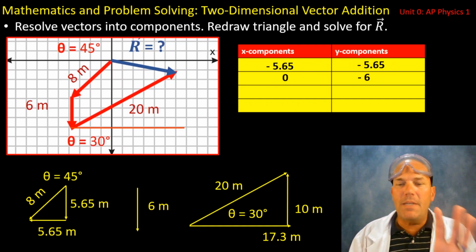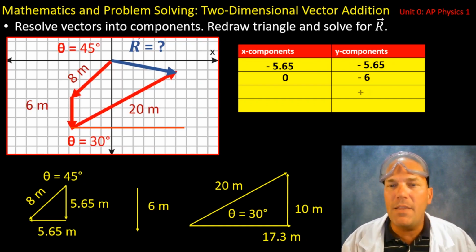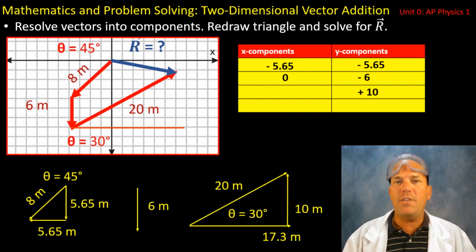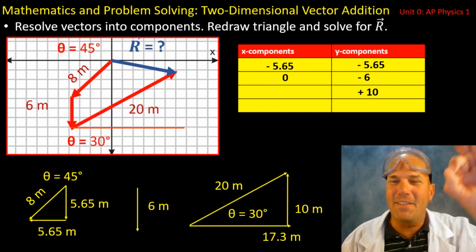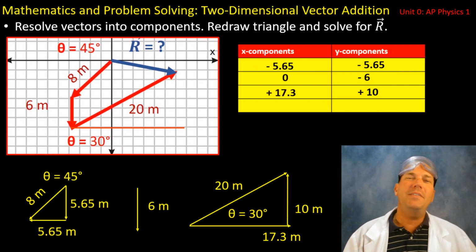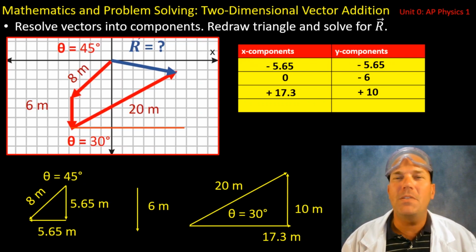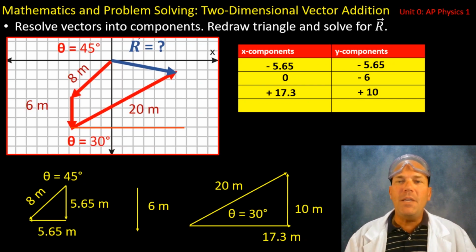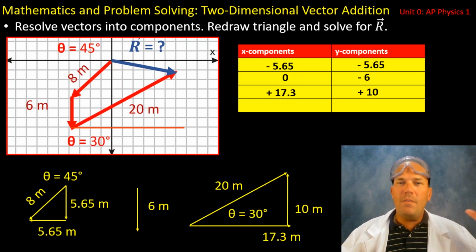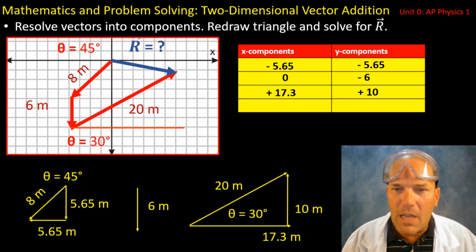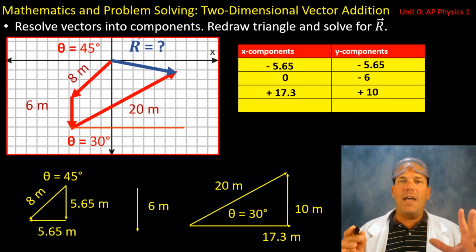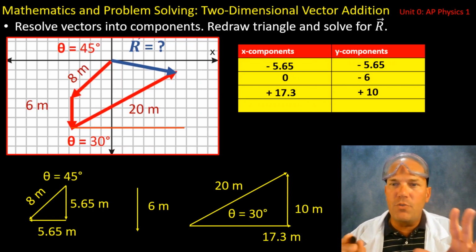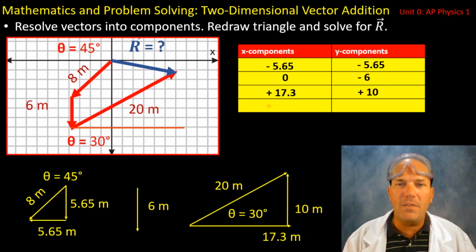It really doesn't matter. But now we have our components. Let's add them to the table here. Positive 10 in the y direction. Let's call north positive. And then we have positive 17.3 meters in the x direction, calling east positive, which means we've resolved all of the vectors that needed to be resolved, and now we can analyze the geometry of the triangle that we will soon redraw to find the resultant vector.